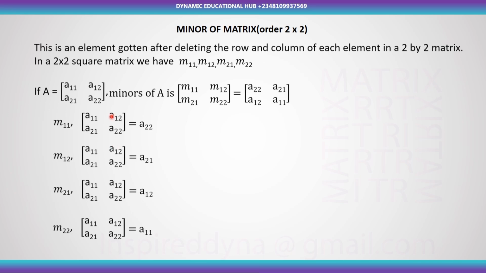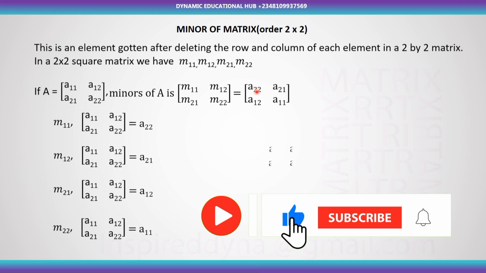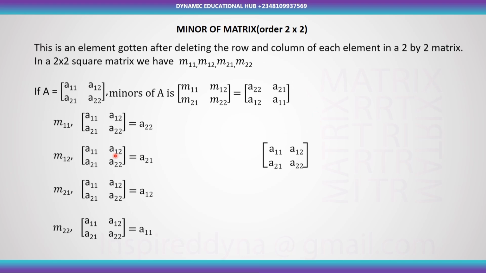You have this for our minor. This is the matrix A. These are the minors of A. For instance, minor 1, 1 is going to be A22. If you observe our matrix very well, let's look at this matrix and compare it with the minor. You see that there is a swap.